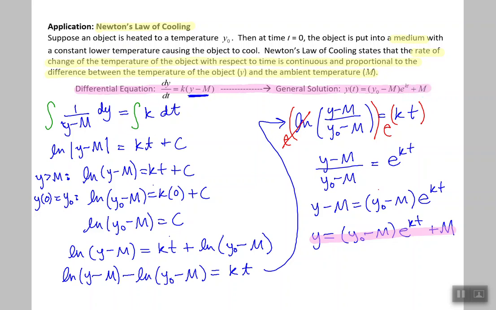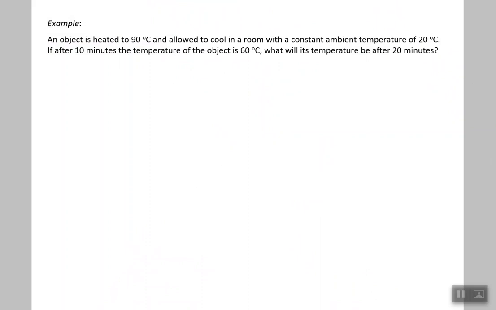Let's take a look at an example that applies Newton's law of cooling. An object is heated to 90 degrees Celsius and allowed to cool in a room with a constant ambient temperature of 20 degrees Celsius. That 20 is our m. If after 10 minutes the temperature of the object is 60 degrees Celsius, what will its temperature be after 20 minutes? Let's start with the fact that we are experiencing something cooling.